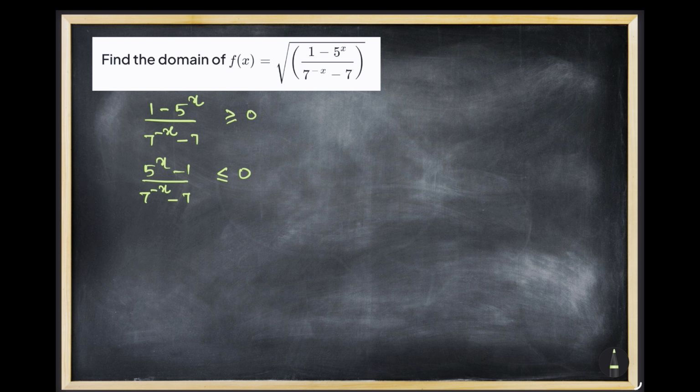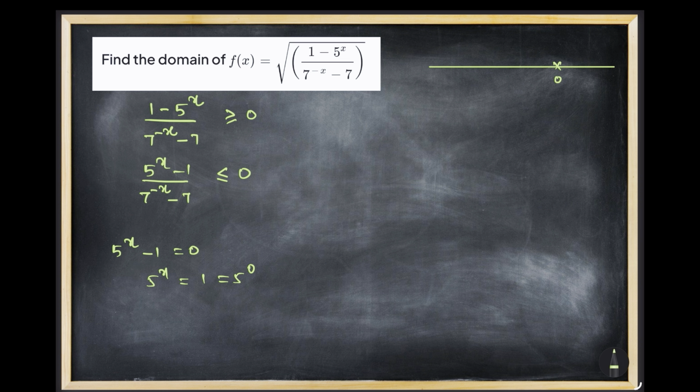Now look at this part. I want to find the critical point for the numerator. So can I write 5^x - 1 = 0? So 5^x equals 1. How will we get 5^0? So if x is 0, you get the first critical point.